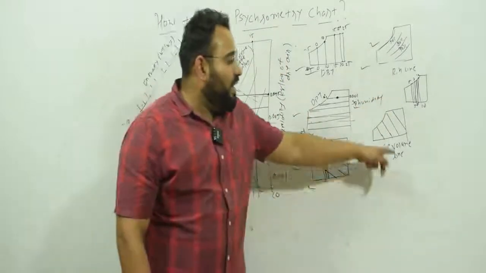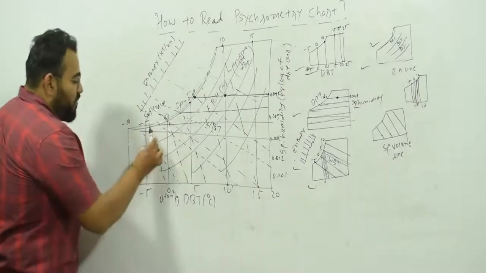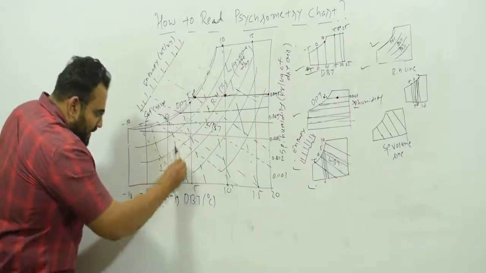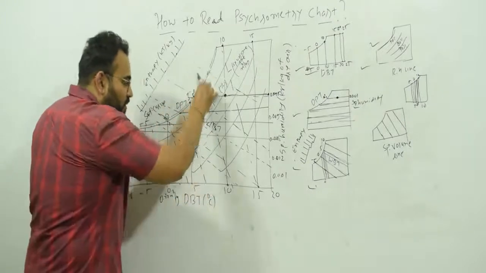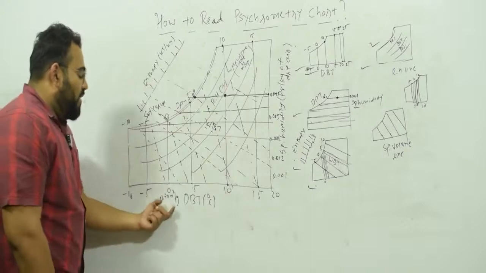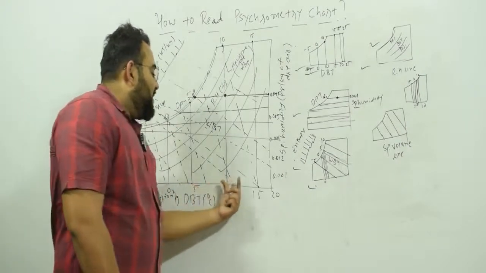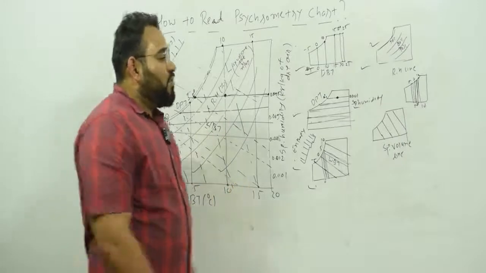And now the next line is the full specific volume line. You can see that this kind of line is known as the specific volume line. How will you know that this is a specific volume line? The value will be written over there: 0.80 meter cube per kg, 0.85 meter cube per kg, 0.90 meter cube per kg. That's called a specific volume line.